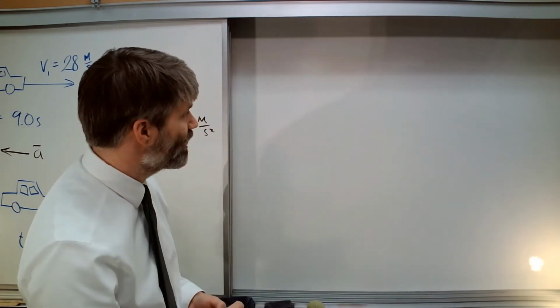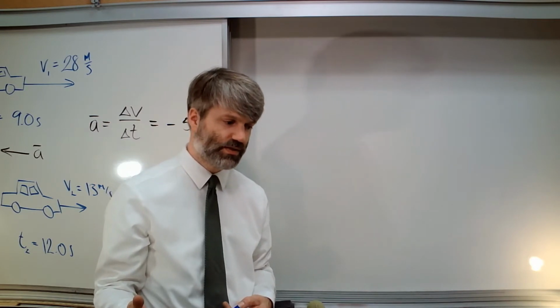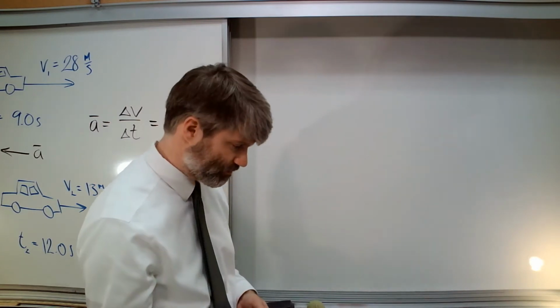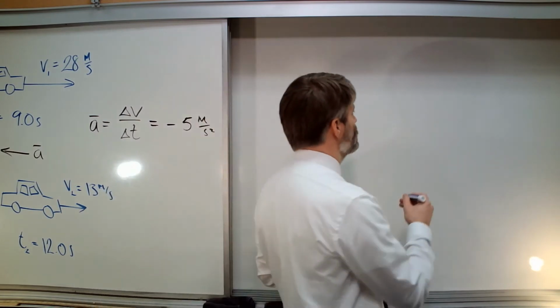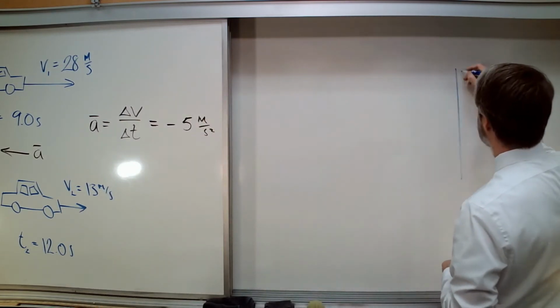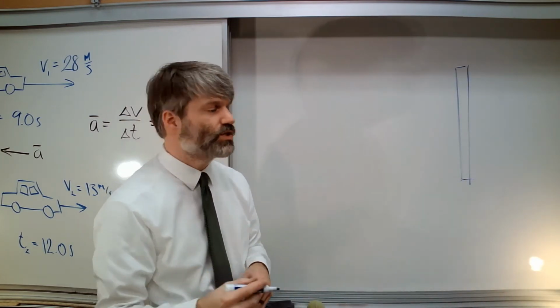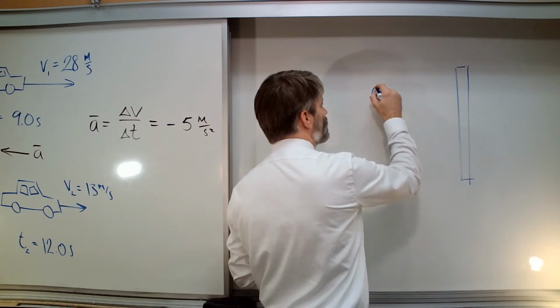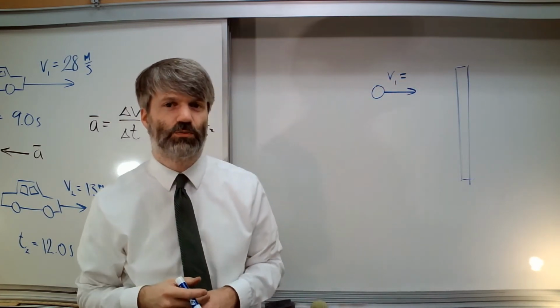I'm even going to go a little bit unconventional with this. No, on second thought, I'm not. I'm going to go regular conventional on this. So here's a wall, and the ball is initially coming to the wall with a speed of 10.0 meters per second.